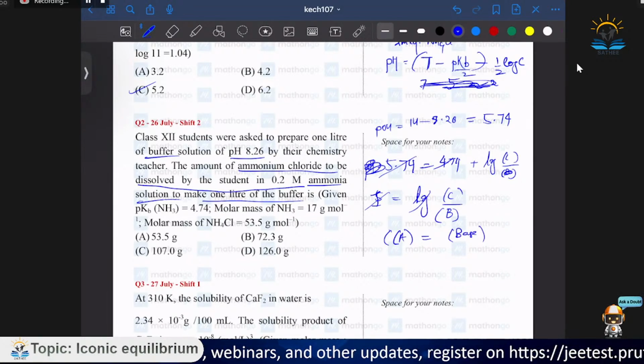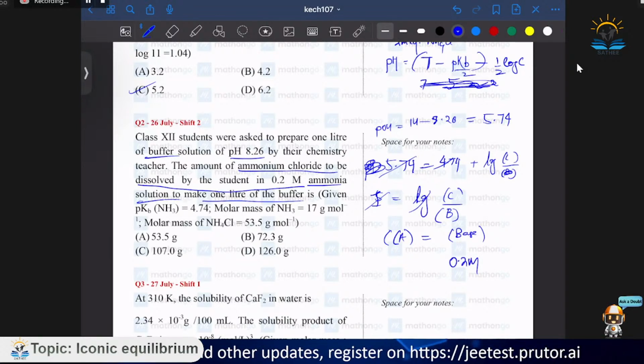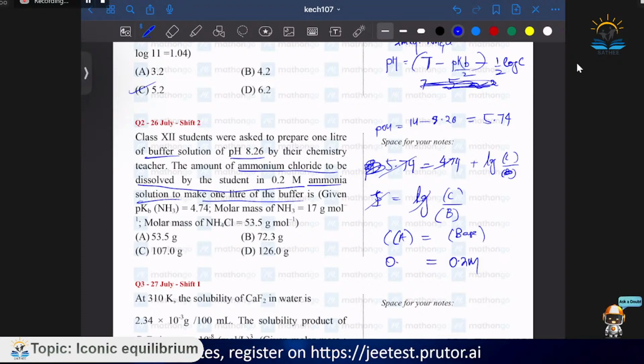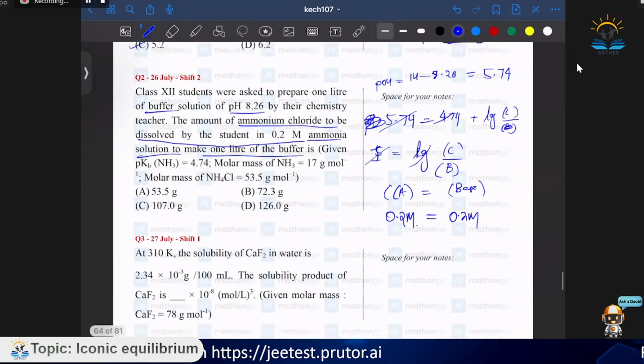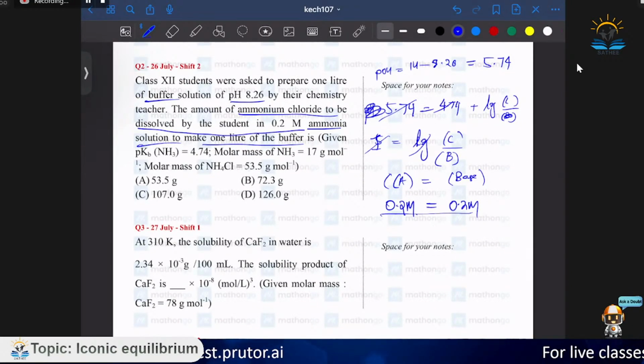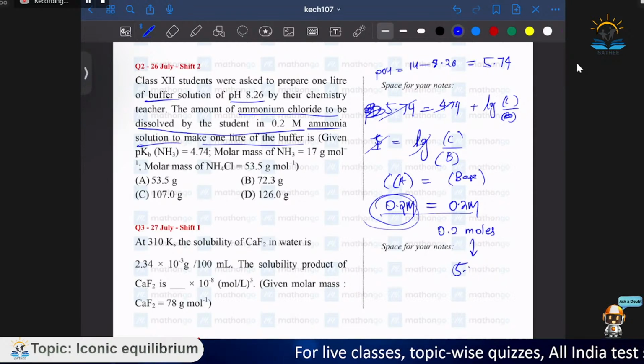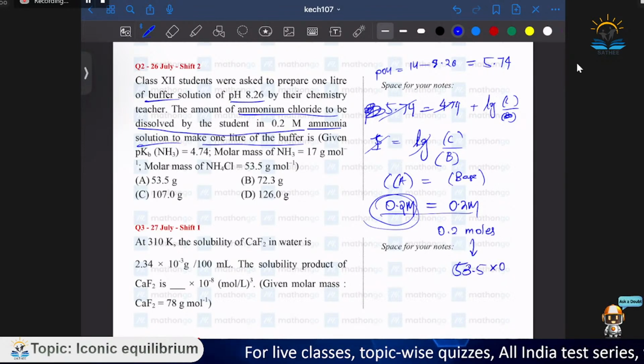And the concentration of base they have given is 0.2 molar. So the concentration of conjugate acid will also be 0.2 molar. They have to make a 1 liter solution. How many moles will they add in a 1 liter solution for a concentration of 0.2 molar? 0.2 moles. And ammonium chloride, 53.5 into 0.2.